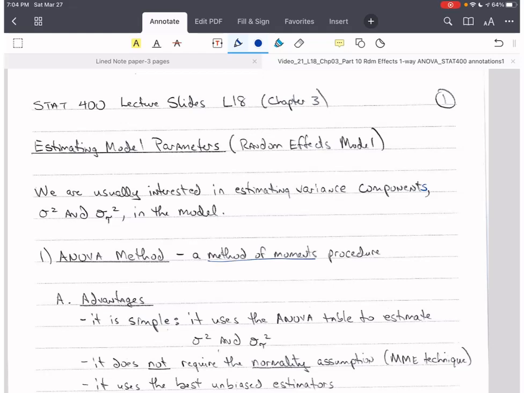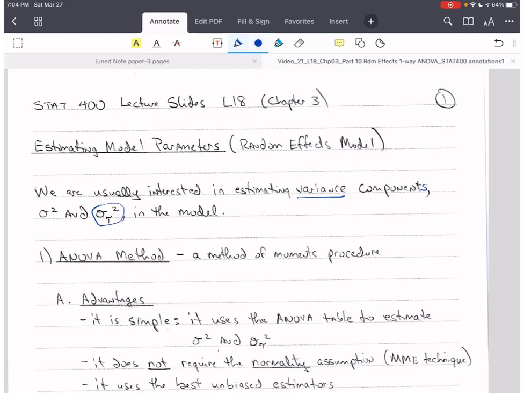Because of that, we don't do any contrasts. We don't care about treatment means or treatment effects. What we care about are the variance components, so we want to estimate these variance components. And remember, that's what we used for the hypothesis. We hypothesize that sigma tau squared is equal to 0 versus that it's greater than 0.